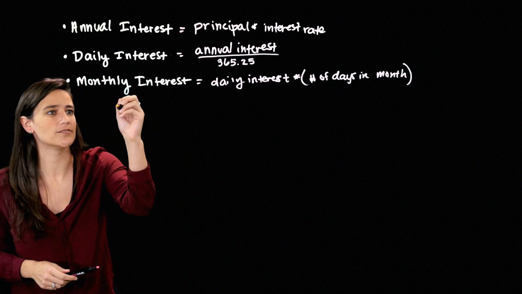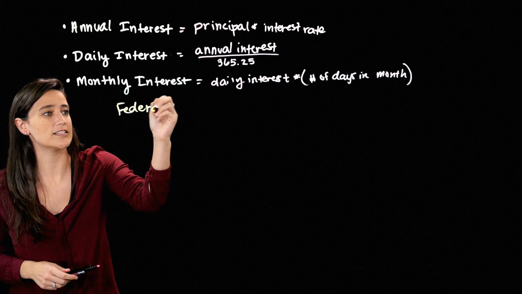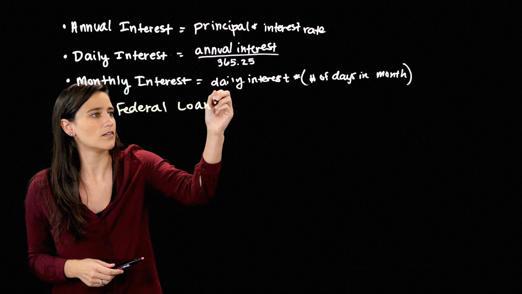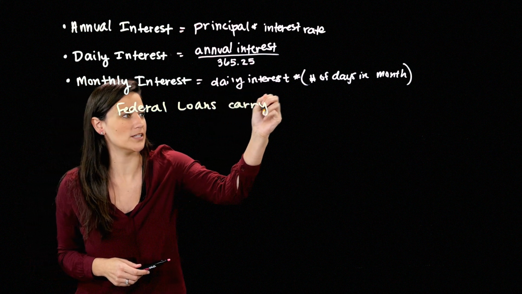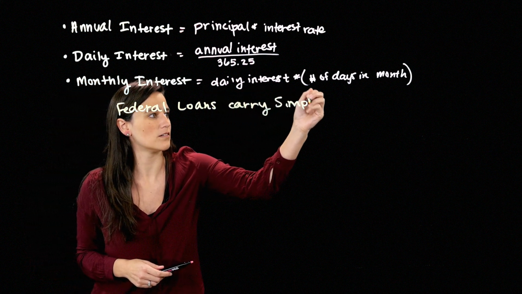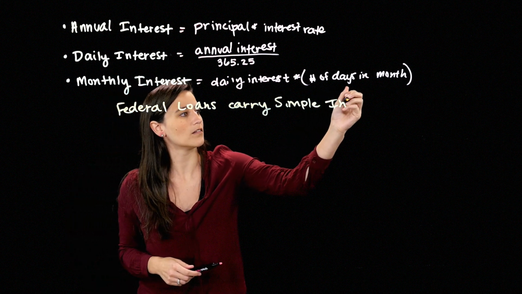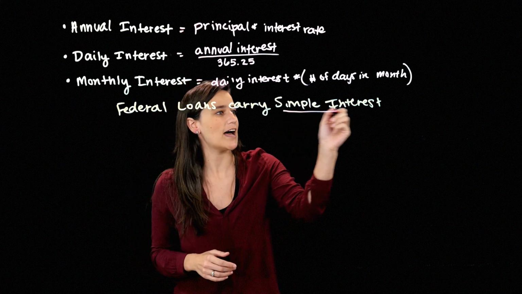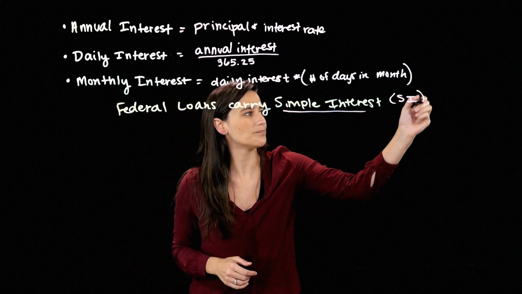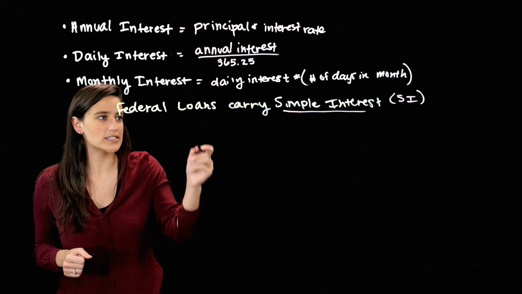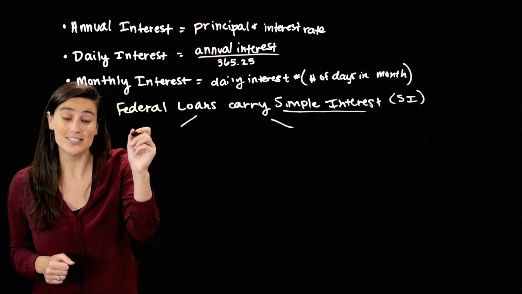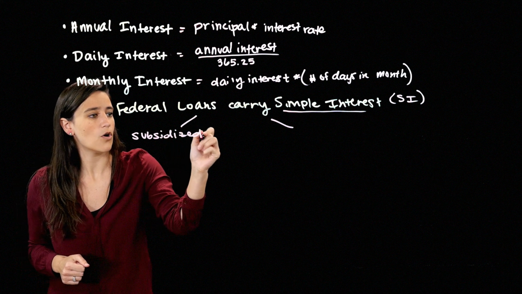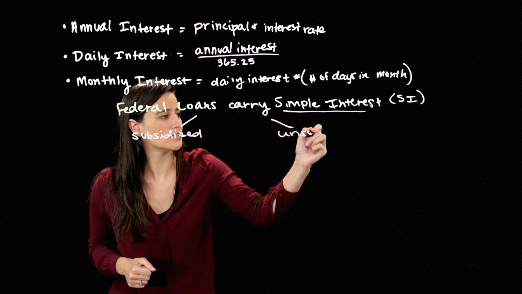Now, federal loans, like the type you would have if you were borrowing money as a student, carry simple interest. And sometimes simple interest is abbreviated as SI. Now, these loans can be either subsidized or unsubsidized.